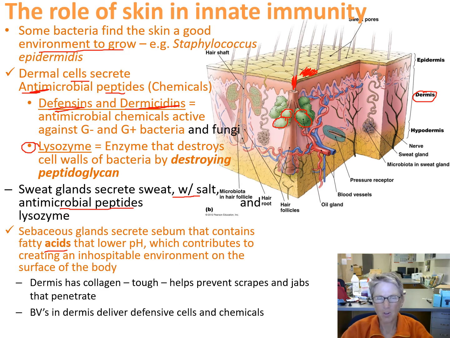The dermis is full of collagen, which is really tough. It's hard for bacteria to get through that barrier. And then the blood vessels here in the dermis, they deliver defensive cells and chemicals to the skin. Think blood vessels.